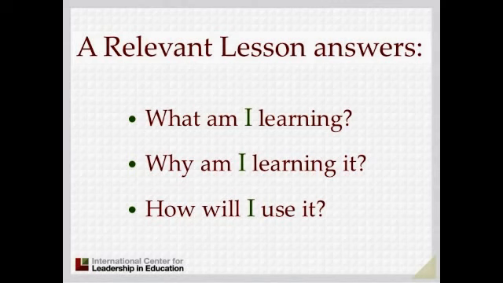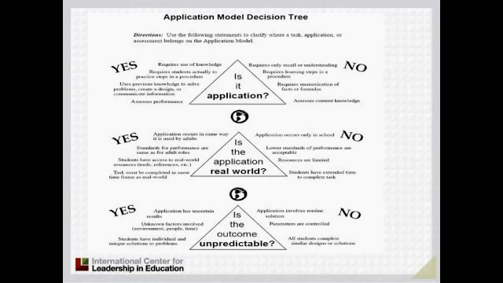A relevant lesson answers these three questions. What am I learning? Why am I learning it? How will I use it? This is an application model decision tree that you'll get a copy of to help you work through the next activity. It will help you determine the relevancy level of activities.